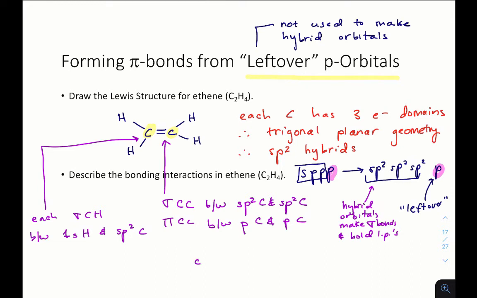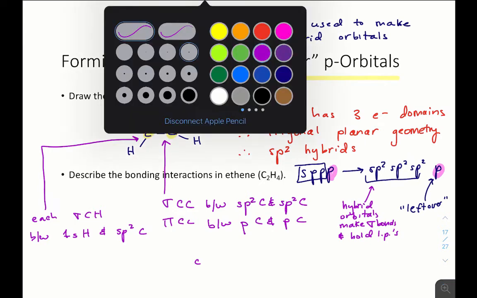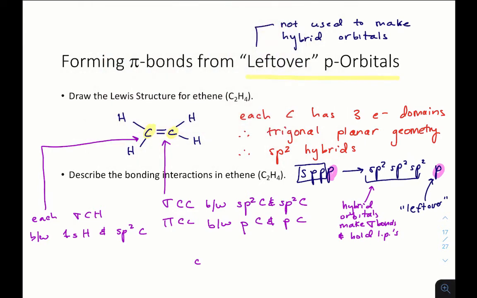We can draw out the bonding picture if we would like, and I would like. And I'm going to try to do this in a little bit different of an orientation. I'm going to imagine that we take ethene and we rotate it in space. So we're going to rotate it so that the carbon-hydrogen bonds are coming in and out of the plane of the board, or in this case, the plane of your computer screen, like that.